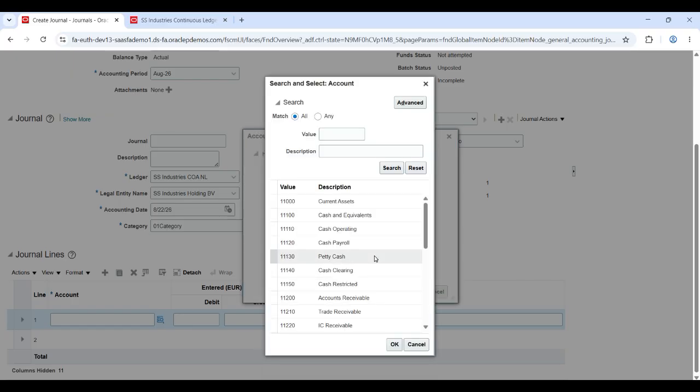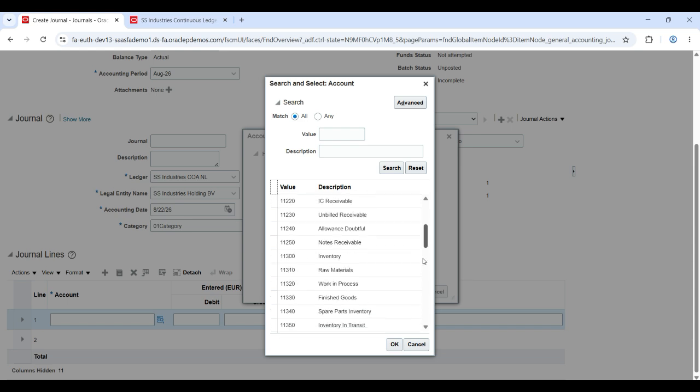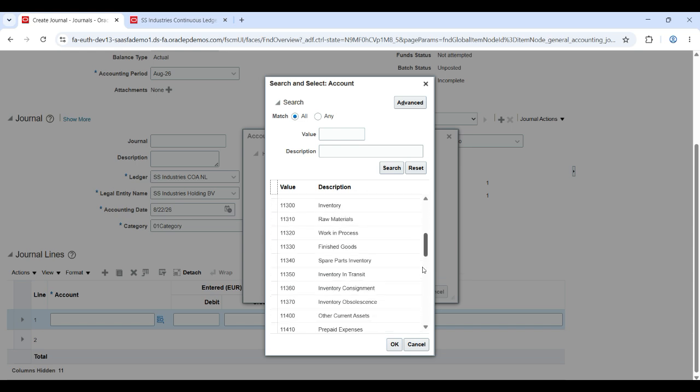The next one is the account. The created accounts are searched. All the accounts and their details are displayed. These are the different accounts that are present as part of the configuration: owner's equity, asset, liability, revenue, expense, and other accounts that were created.